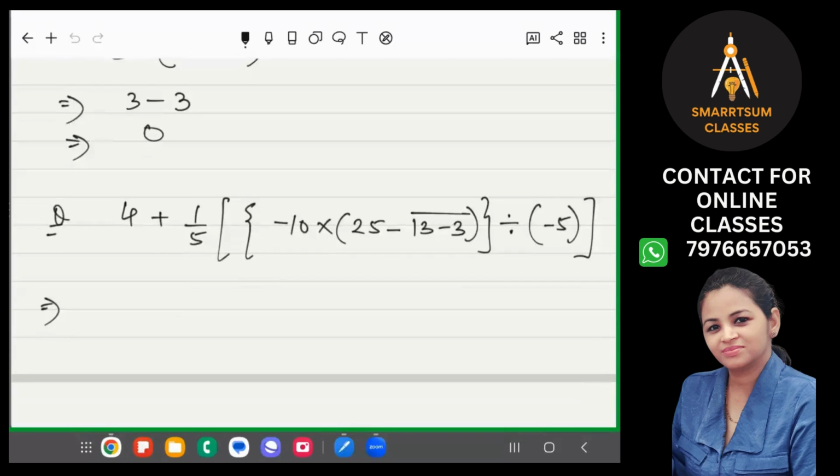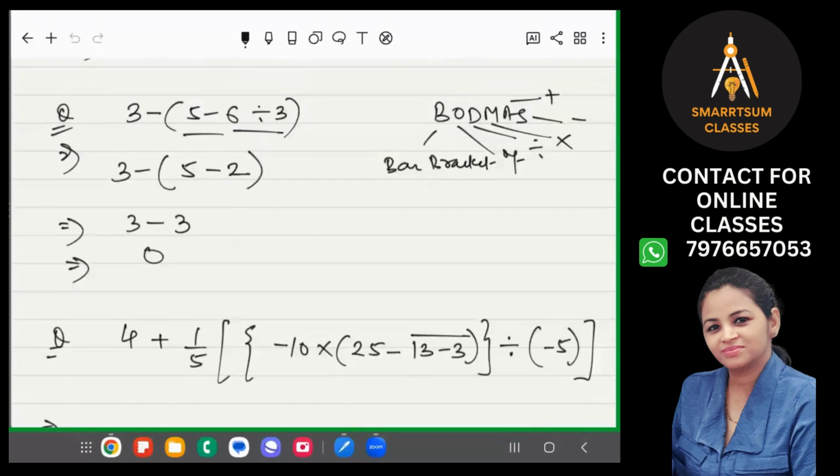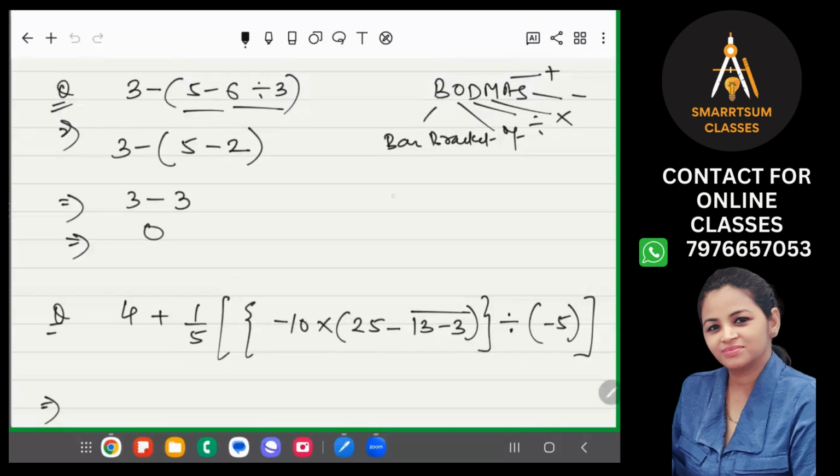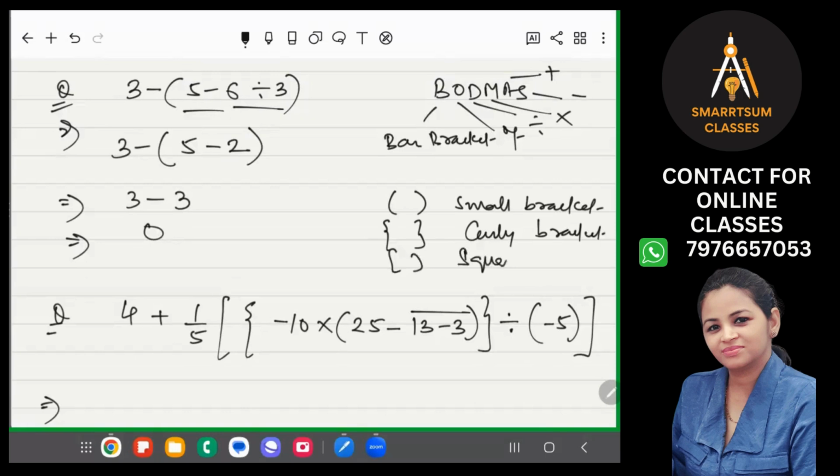Now, very first, within the bracket, there are certain preferences given. The small bracket has the highest preference. First, we will solve this, then curly bracket, and after this, square bracket. In this way, we have to solve the brackets. If we have more than one bracket, then we will solve according to this. So very first, we will solve the small bracket. This is your small bracket, getting it?